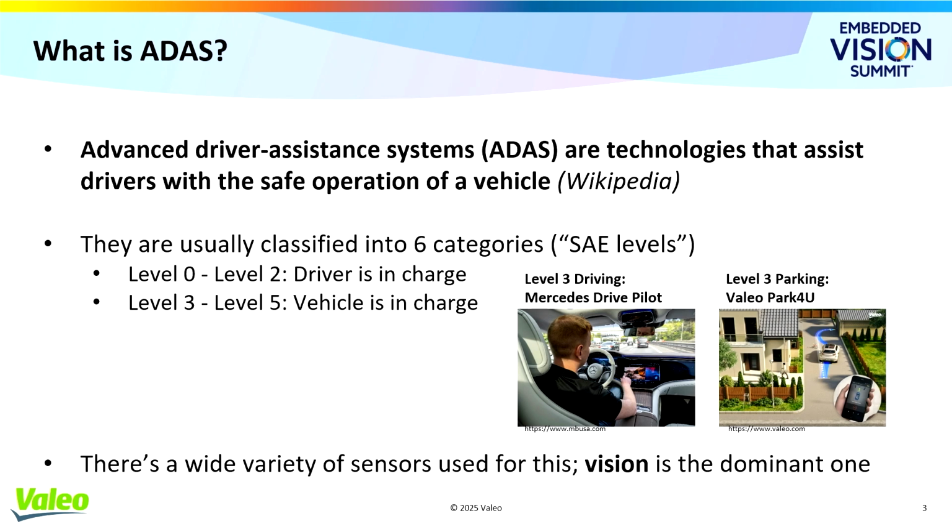Level 3, 4, 5, this is where it's getting interesting. Level 3 is, and I give you 2 examples of level 3. On one side is the driving side, and the other side is the parking side. Level 3 driving is the Mercedes Drive Pilot, for example. This is where some people call it brain off. You still need to be there as a driver. You can't leave the driving seat in the driving case.